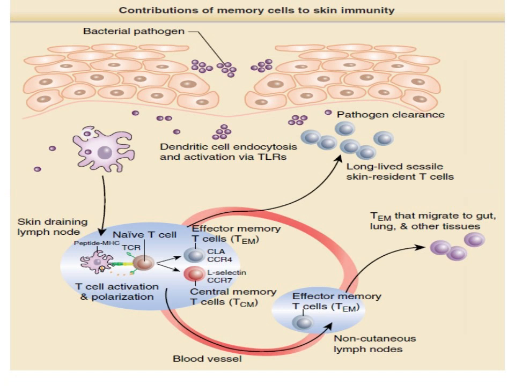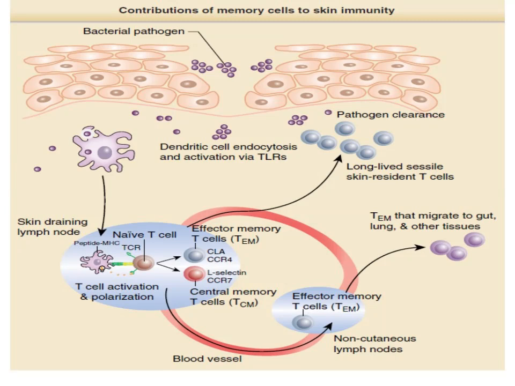Contributions of T effector memory, central memory, and resident memory cells to skin immunity. After exposure to bacterial pathogens, resident dendritic cells in the skin become activated, i.e., through activation of toll-like receptors, TLR, and migrate to skin-draining lymph nodes. Naive T cells recognizing bacterial peptide antigens on the surface of dendritic cells differentiate and polarize into skin-homing effector memory T cells, TEM, and central memory T cells, TCM.